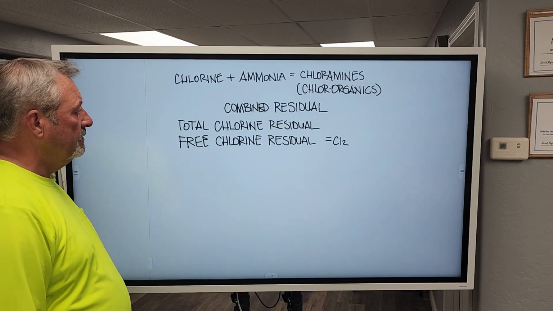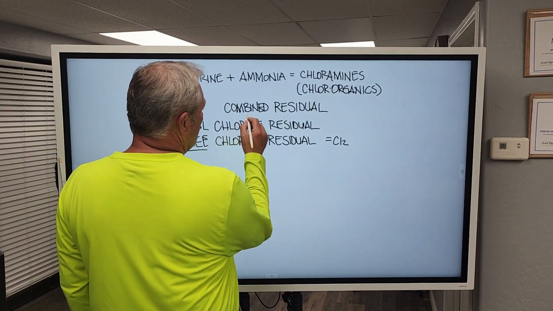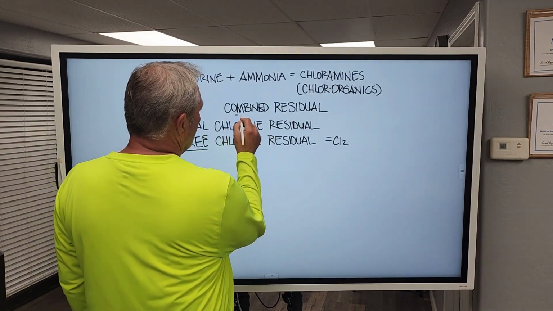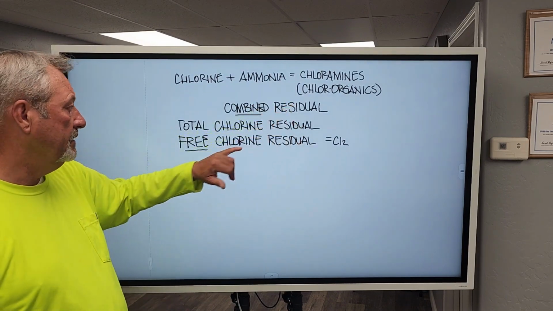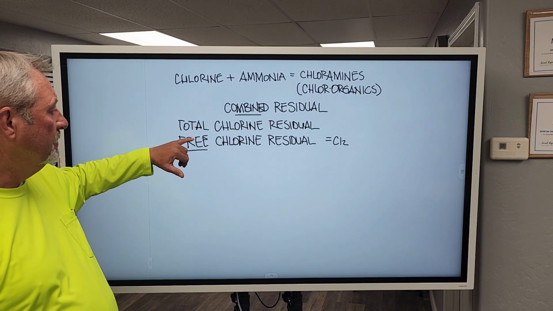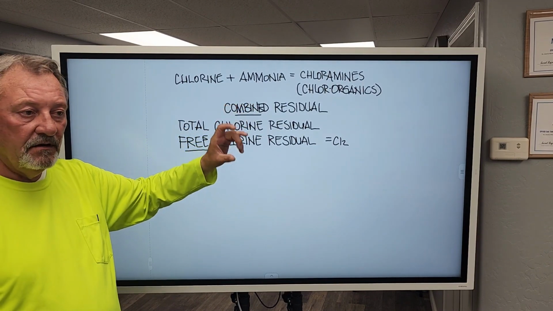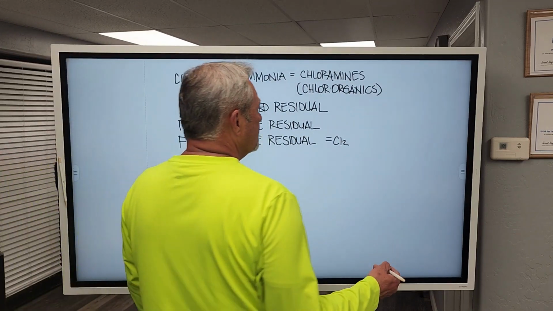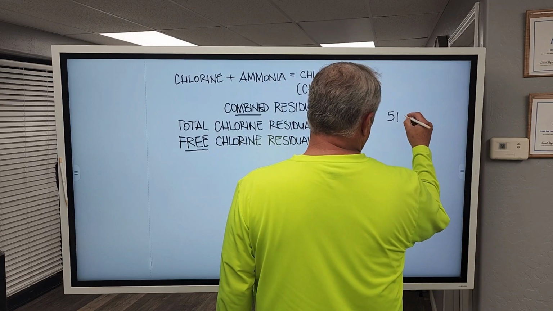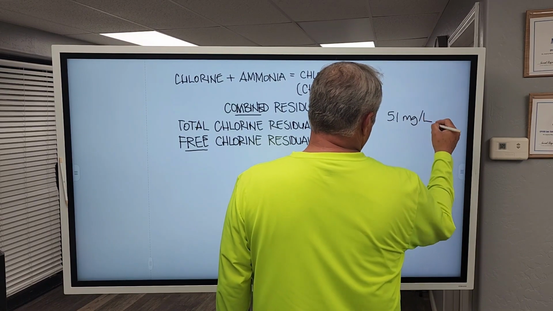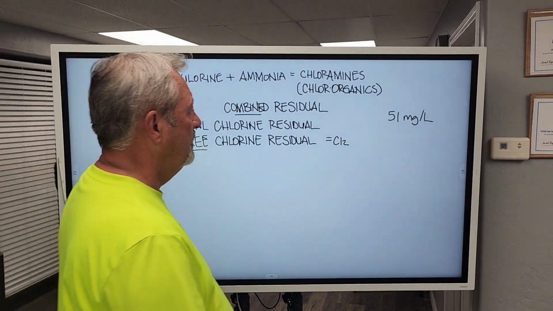Total chlorine is the combination of free chlorine and combined chlorine. Because we don't test for combined chlorine, what we do is take a total chlorine residual sample, get our total chlorine number, and let's say that total chlorine is 5.1 milligrams per liter total. But we get a free chlorine residual of 3.